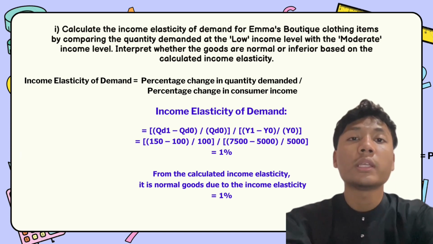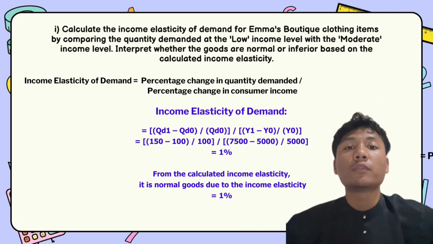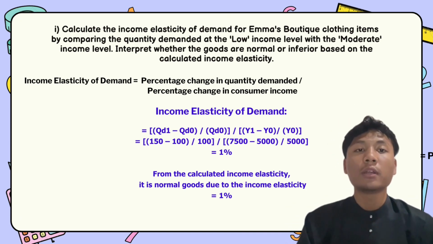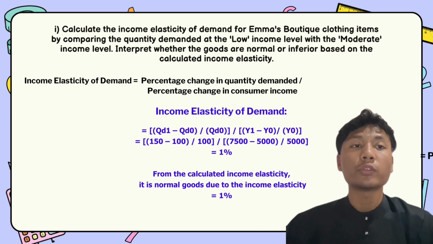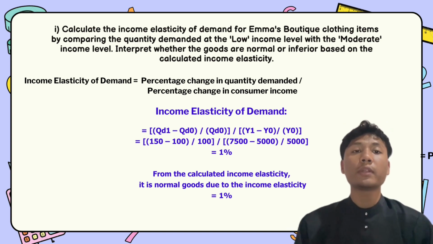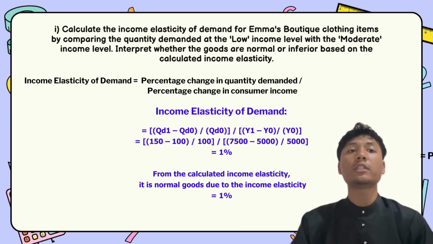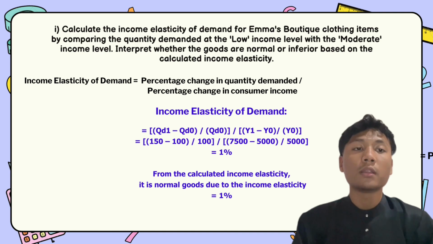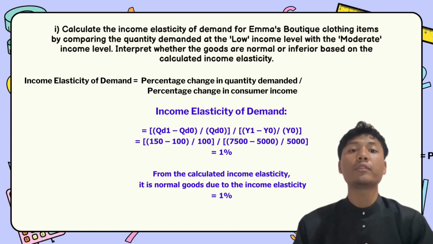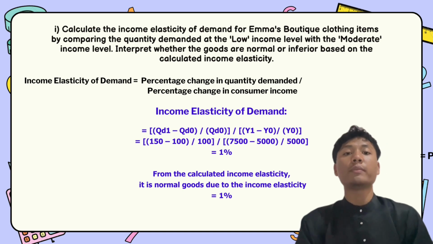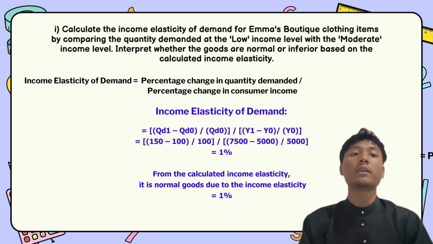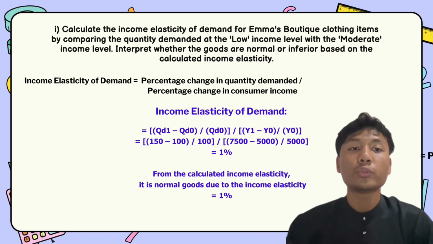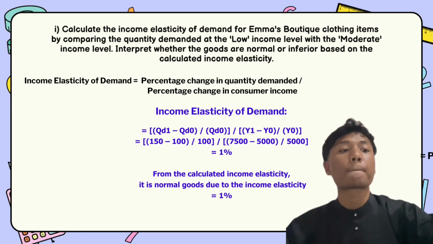So we are going to calculate the income elasticity of demand. The formula is percentage change in quantity demanded divided by percentage change in consumer income. To calculate the percentage change in quantity demanded, it is the new quantity demanded minus old quantity demanded, divided by old quantity demanded. And to calculate the percentage change in consumer income, it is the new consumer income minus old consumer income, divided by old consumer income. And the answer we got is 1%. From the calculated income elasticity, it is a normal good due to the income elasticity, which is 1%.